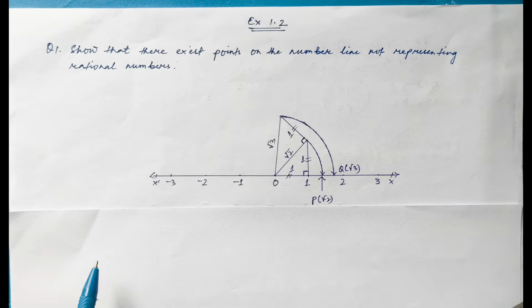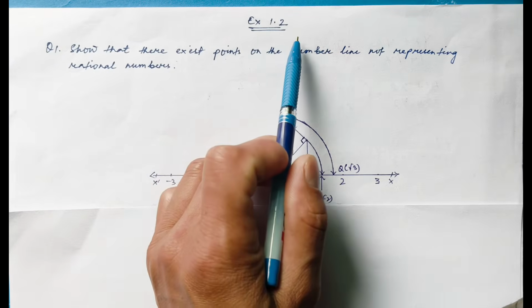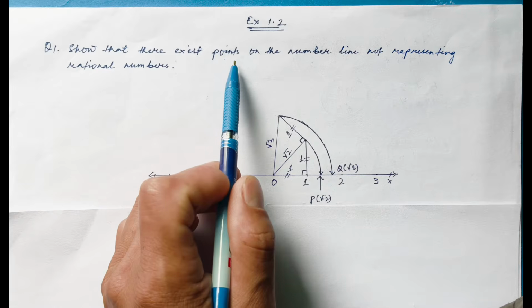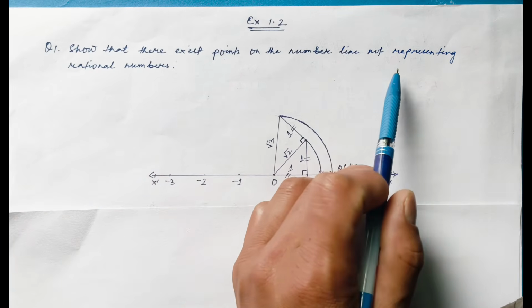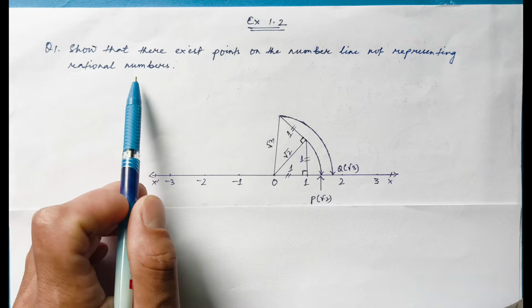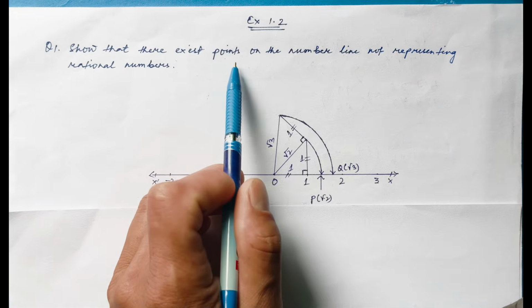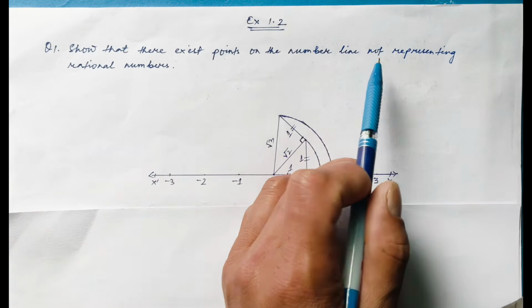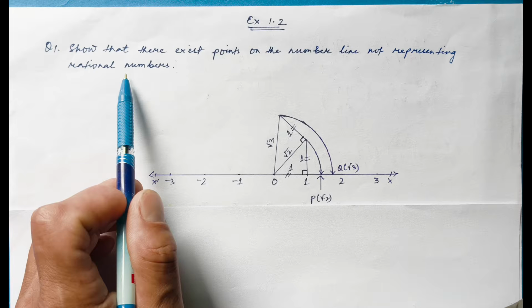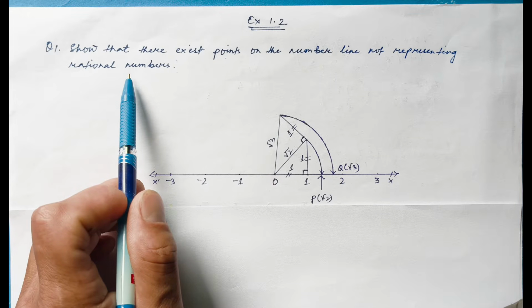Hello students, today let's discuss Manipur Board Class 9, Exercise 1.1. First let us see question 1. Show that there exist points on the number line not representing rational numbers. It shows that on the number line there are points which are not rational numbers. Which are not rational numbers means which number? Irrational numbers. That means irrational numbers can also be represented on a number line.